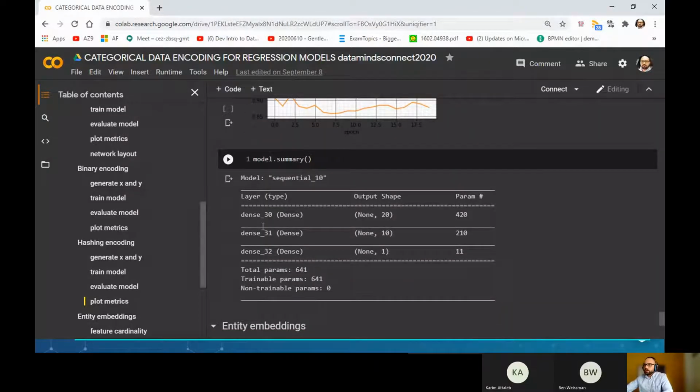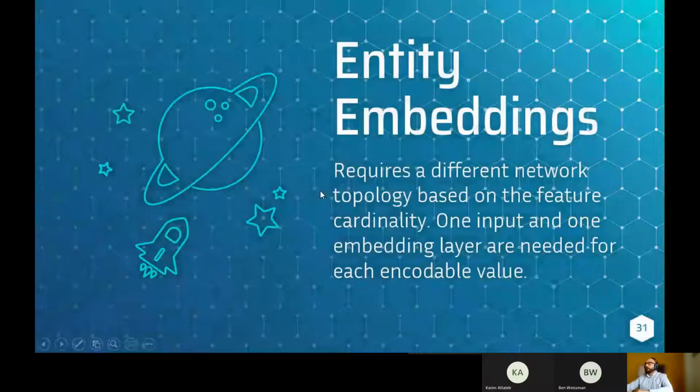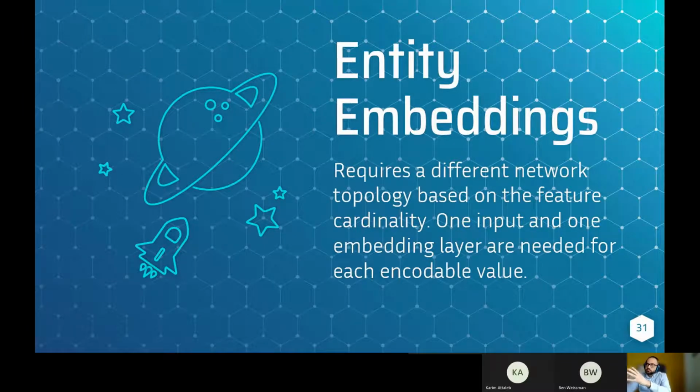So this was the hashing encoder, and here is our final method. Our final method is the entity embeddings. The entity embeddings should be in this presentation, but it's completely different because it requires a different network topology. It requires a different architecture based on the feature cardinality. So one input and one embedding layer are actually needed for each encodable value. So the model will look completely different, and it's going to be much more complex as well.